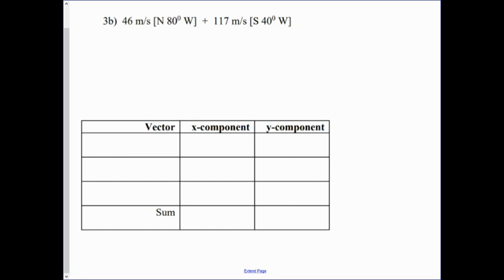Hey everyone, let's take care of that last question on your vector components note. We'll do this example together. The sound quality is pretty bad, so please just bear with me as we try and go through this together.